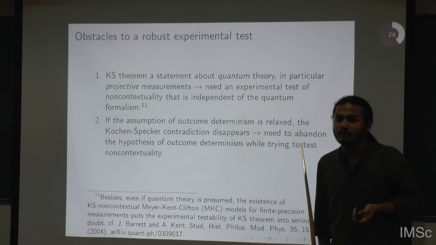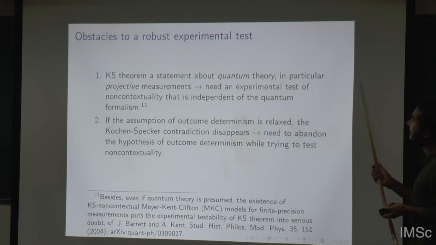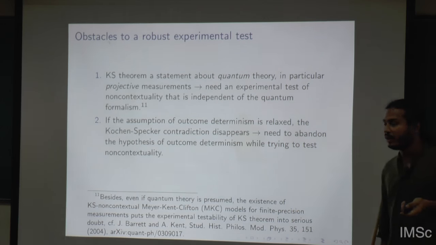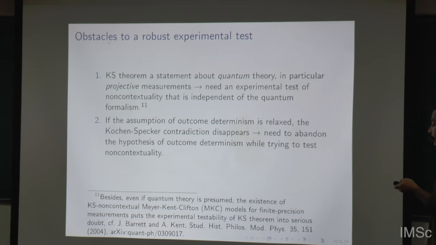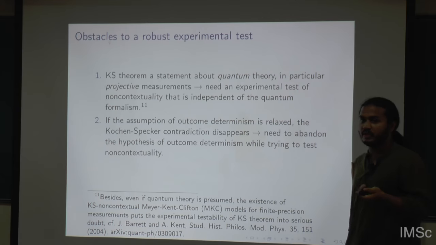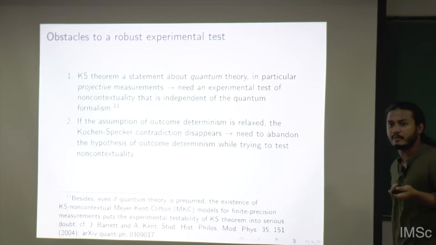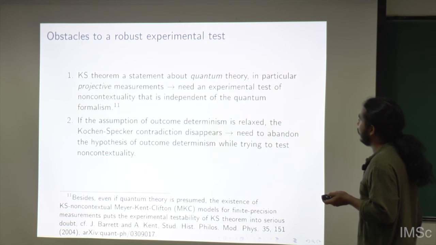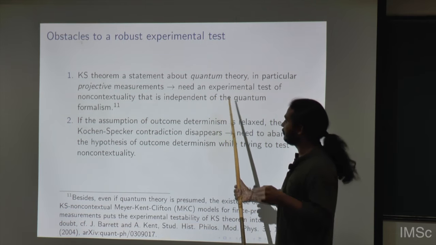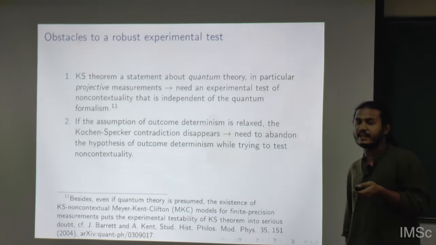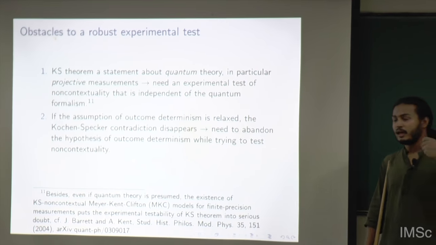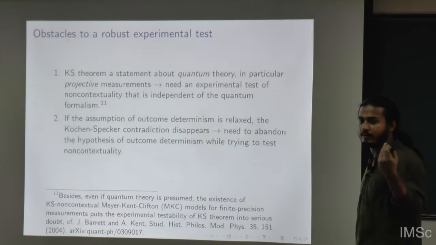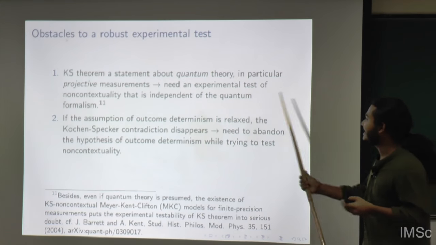So what are the obstacles to a robust experimental test of the Kochen-Specker theorem? First is that it's a statement about quantum theory, in particular about projective measurements in quantum theory. And even if you're only interested in quantum theory, projective measurements are not the most general sorts of measurements. In a given experiment, there'll be noise and you'll end up doing some positive operator valued measures. So we need an experimental test that is independent of the quantum formalism, in the sense that we want to assume as few things as possible about the operational theory. It'll share some features with quantum theory, but it need not be the same thing as quantum theory.